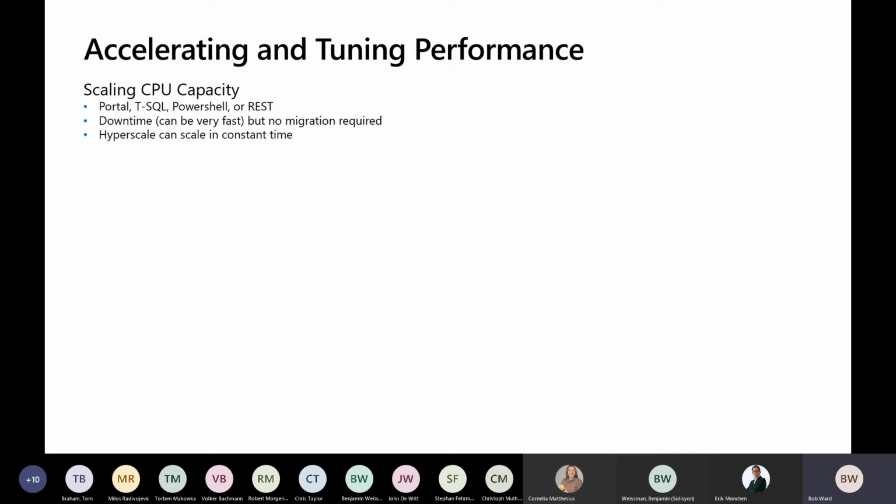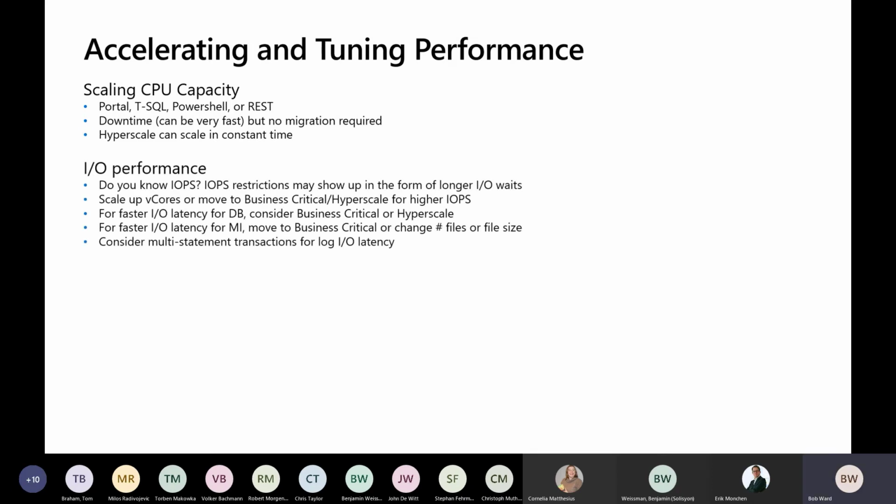You can scale CPU capacities up or down. Sometimes it can be very, very fast. There's no migration required. We do all of that for you. You can do that through the portal, through T-SQL, PowerShell, or even REST APIs. Hyperscale can scale in constant time, so that even if you have very, very large databases, we can scale Hyperscale up and down very quickly. And then what's not listed on here is a concept called serverless, where we can do auto scaling for your workload.